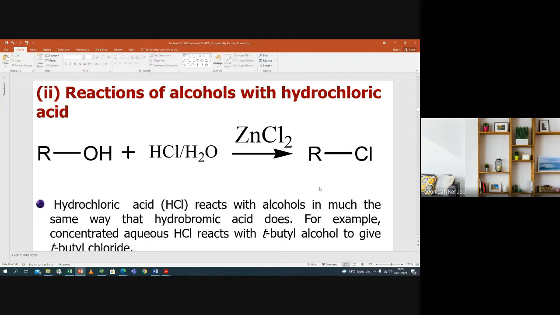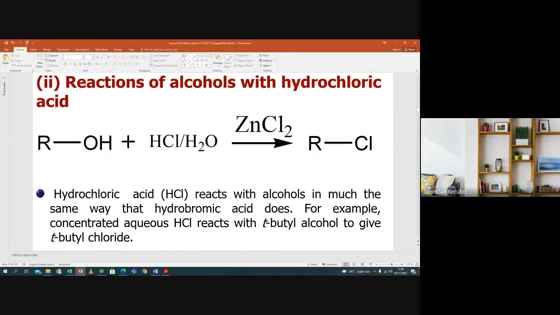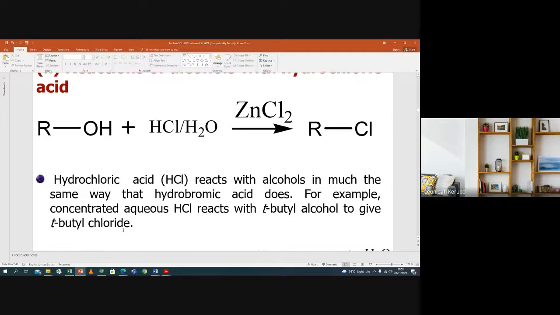So this is a general reaction where you have the alcohol reacting with hydrochloric acid in the presence of water and zinc chloride to form an alkyl chloride. Hydrochloric acid reacts with alcohols in much the same way that hydrobromic acid does. For example, concentrated aqueous HCl reacts with tert-butyl alcohol to give tert-butyl chloride.